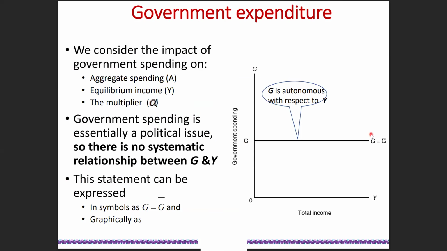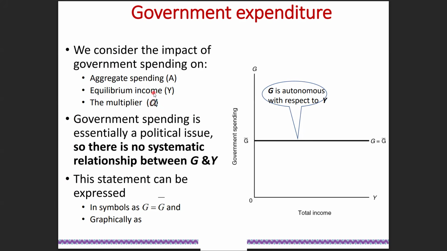Okay, so now they're saying that for government expenditure, we consider the impact of government spending. So you're going to be looking at the impact of government spending or government expenditure on aggregate spending, on equilibrium income, and on the multiplier. Aggregate spending can also be called total expenditure or total spending. How does the introduction of government spending affect aggregate spending, and how does it affect the equilibrium income?